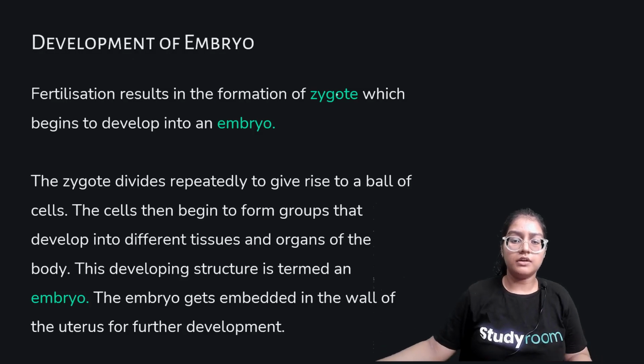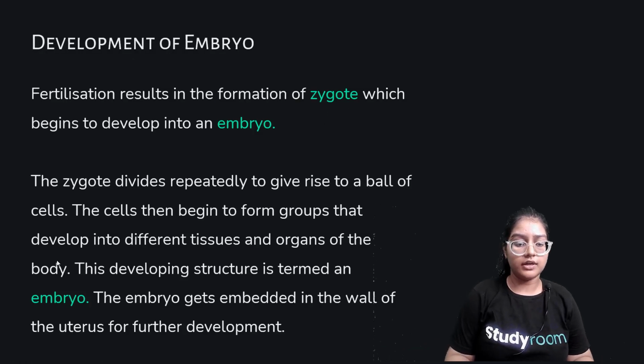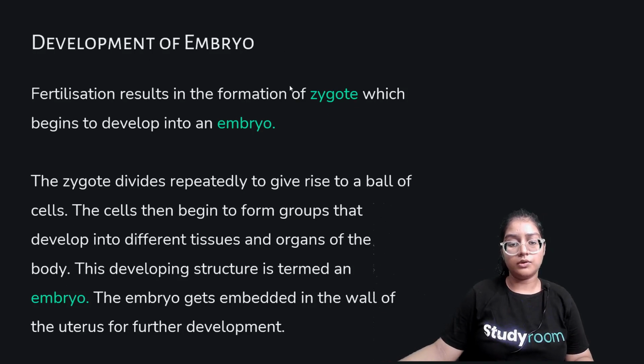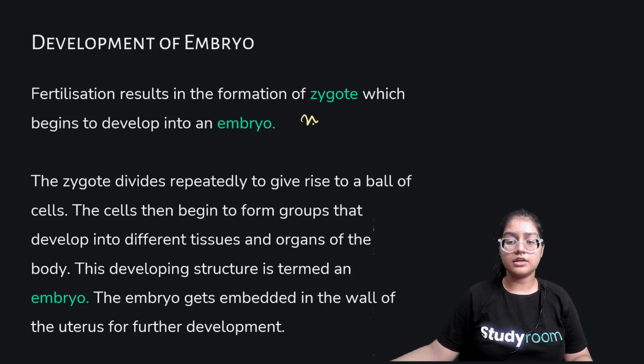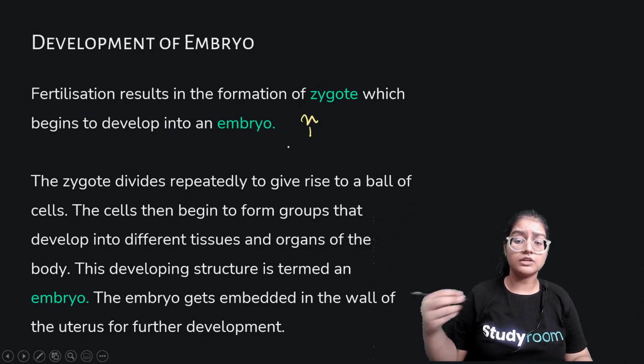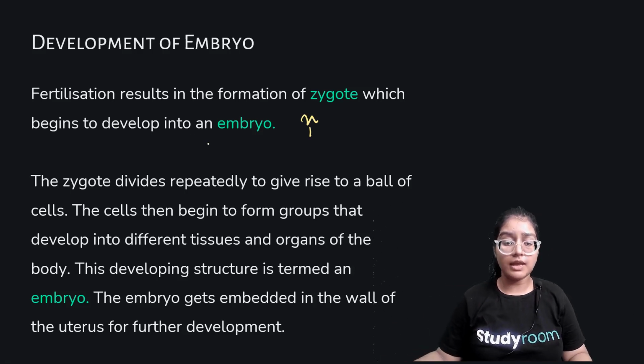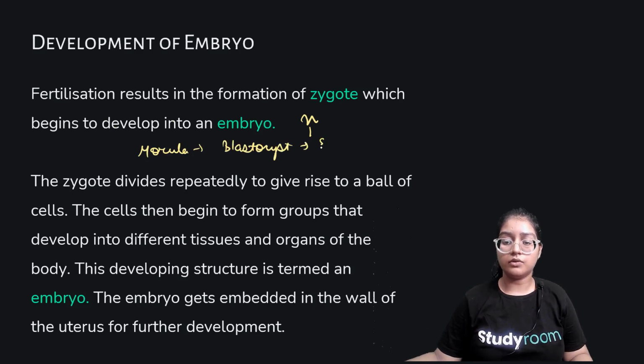Now, after forming the zygote, a one-cell organism, we talked about how the zygote later develops into an embryo. Fertilization results in the formation of the zygote, which is a single-celled organism. It divides into a morula, then a blastocyst, and later forms an embryo. So it becomes morula, blastocyst, later embryo. The zygote is our n, a single cell.